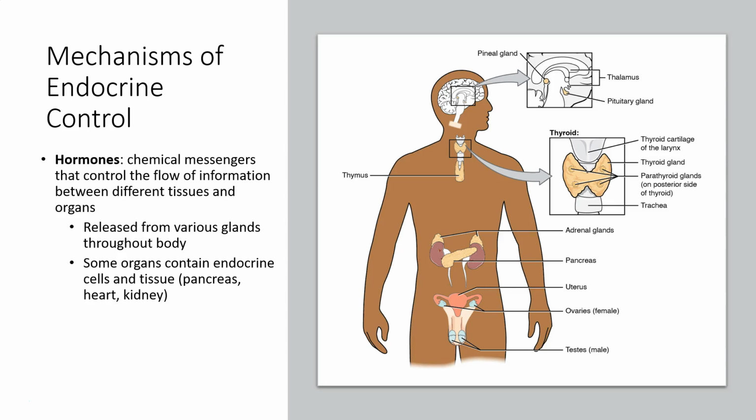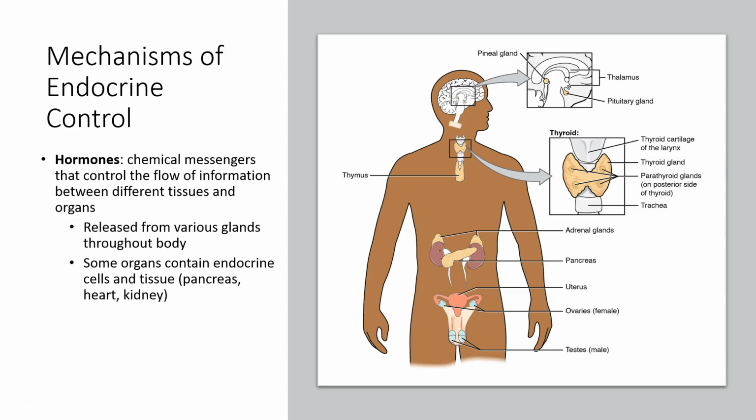The primary function of endocrine glands is to secrete hormones directly into the surrounding fluid, and then the interstitial fluid and blood vessels transport these hormones throughout the body. Hormones are chemical messengers that are responsible for the flow of information between different tissues and organs.